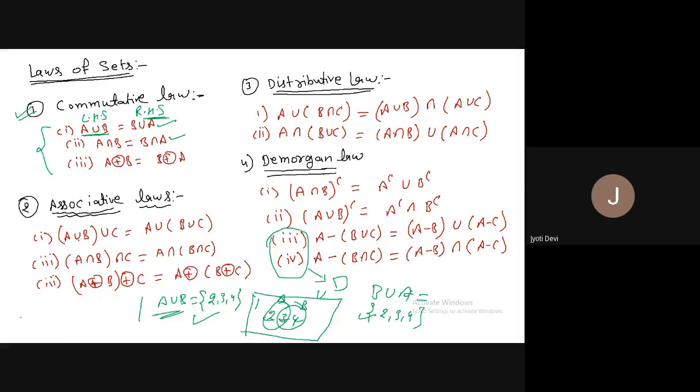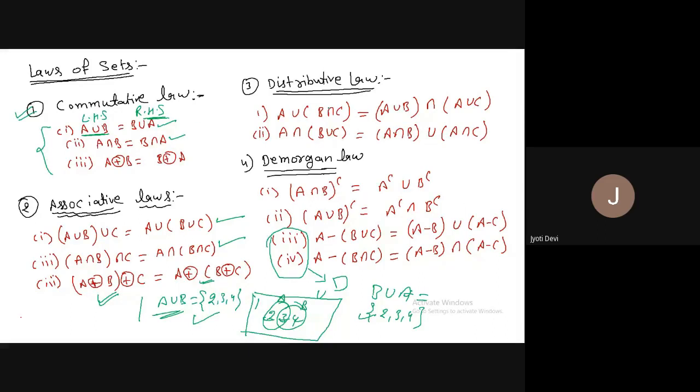Associative law is A union B union C. We can write it like this also. A intersection B intersection C, we can write like this also. And this is the XOR operation. You can do it like this or you can do it like this. You get the same result.